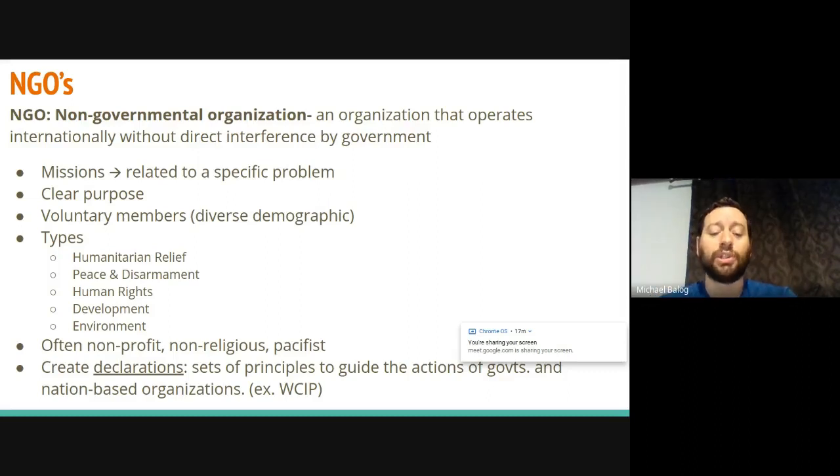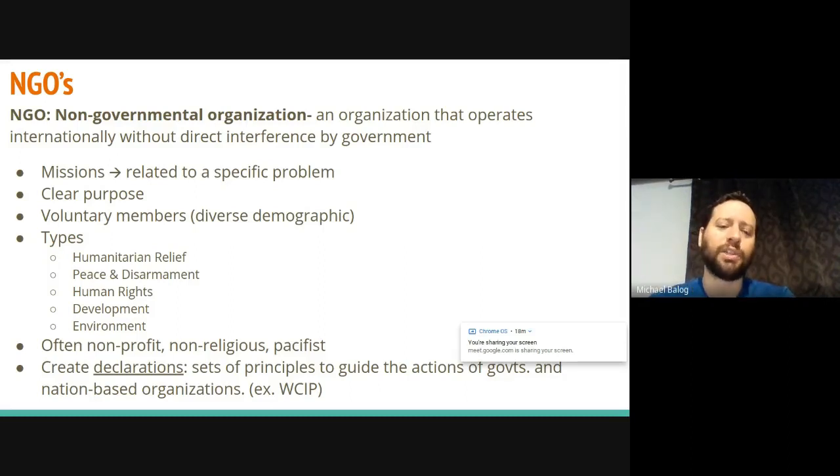They're usually nonprofit, though they're not always. They're usually non-religious. That doesn't mean that they don't have a religious foundation. It's just that they're not trying to proselytize, right? So the Red Cross has the symbol of Christianity in its name and in its logo, but the Red Cross isn't going around trying to convert people to Christianity, right? So its actions are secular.